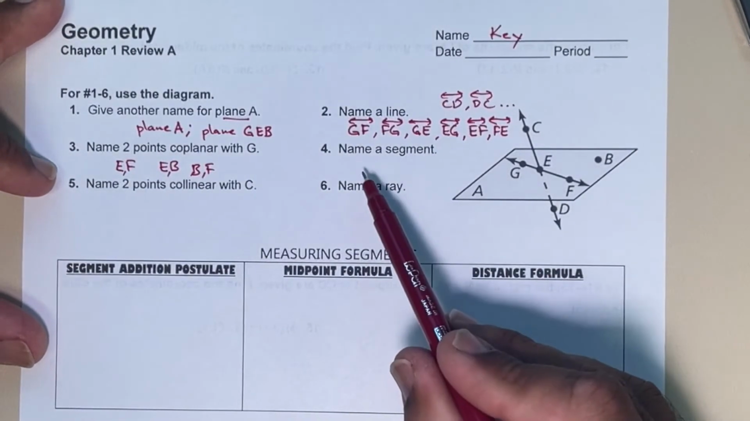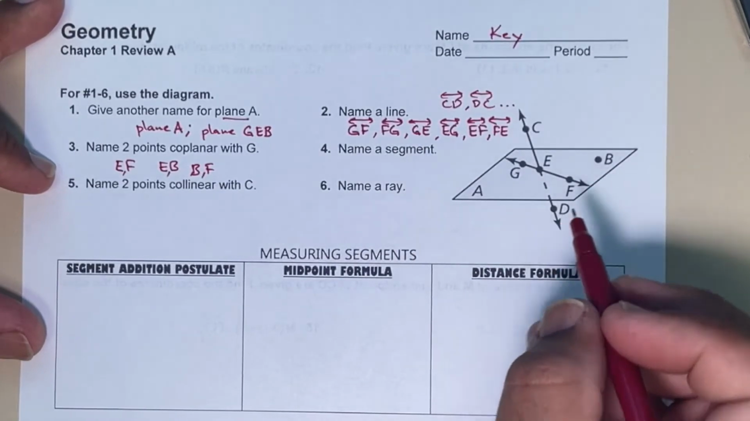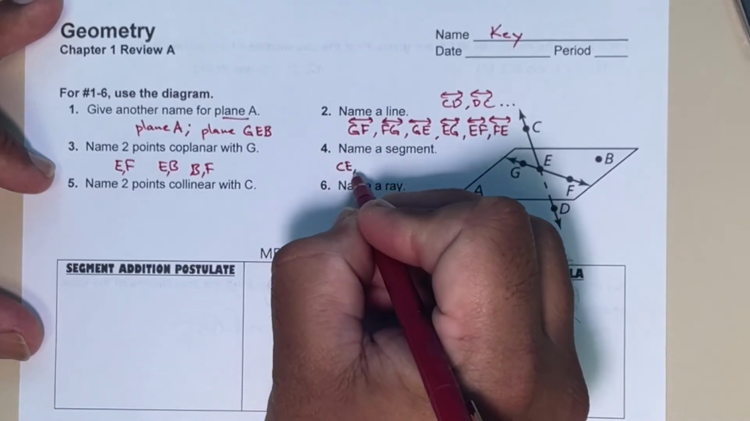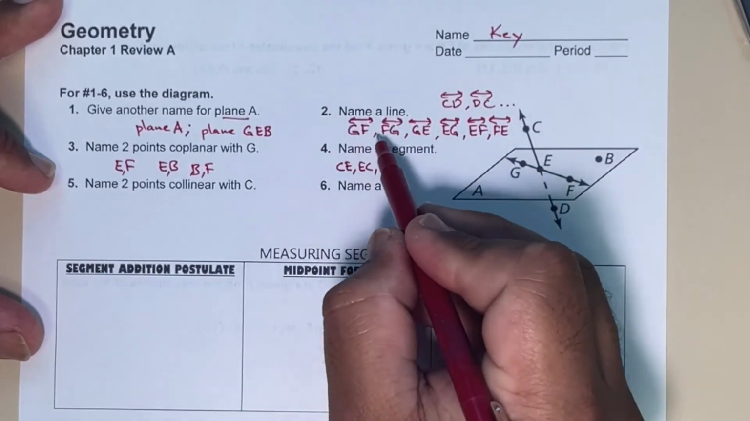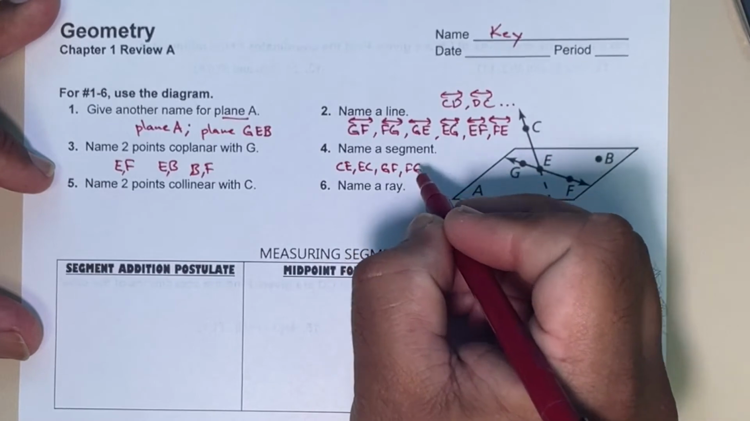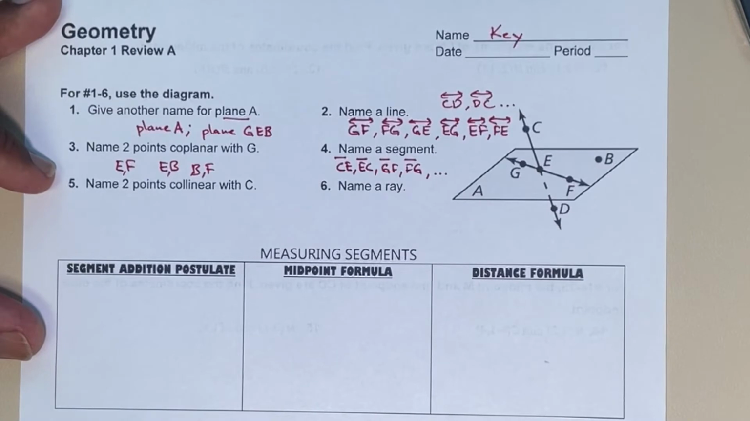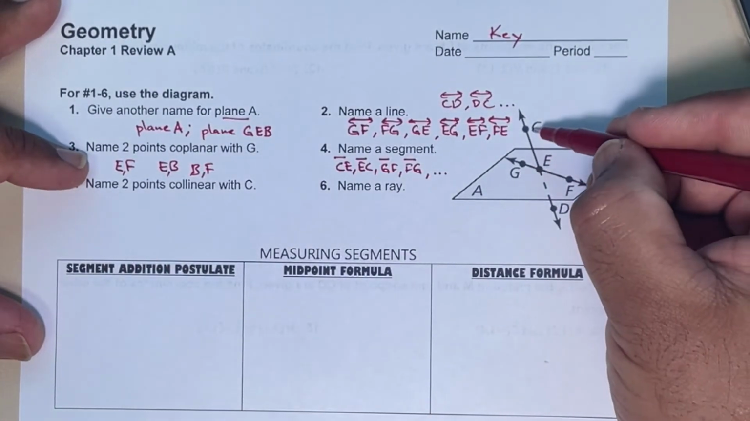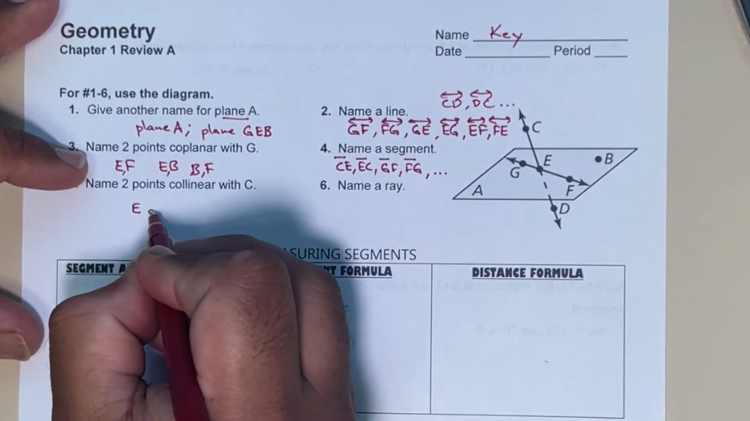All right. Name a segment. So I don't need the arrows on this one. It doesn't say on the plane, so I can use CE or EC. I can use GF. I can basically use everything above without the arrows on it. So FG, and then I need to have the line over the top. So I got some more. Name 2 points collinear with C. So there's C, E's on that line, D's on that line. So E and D.